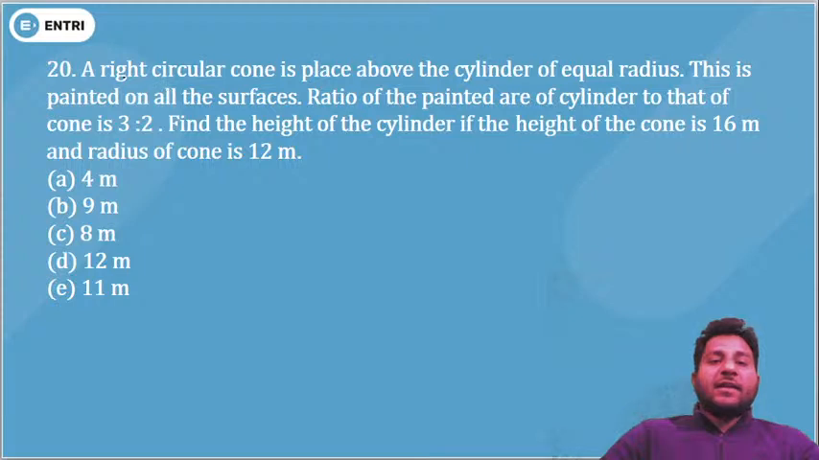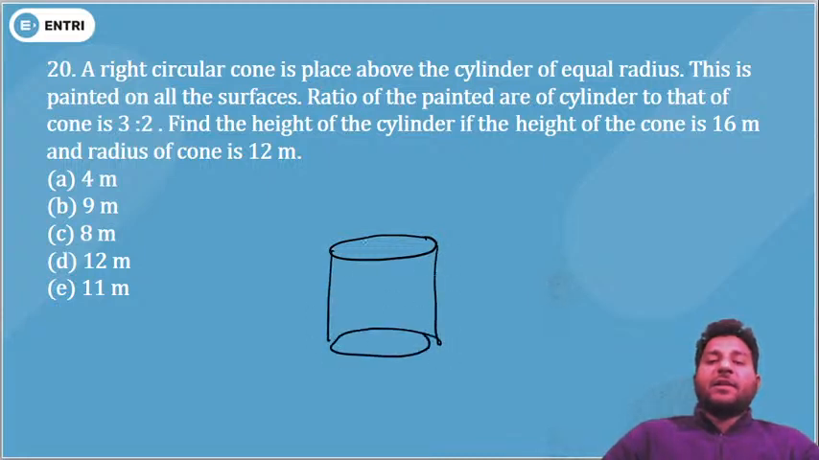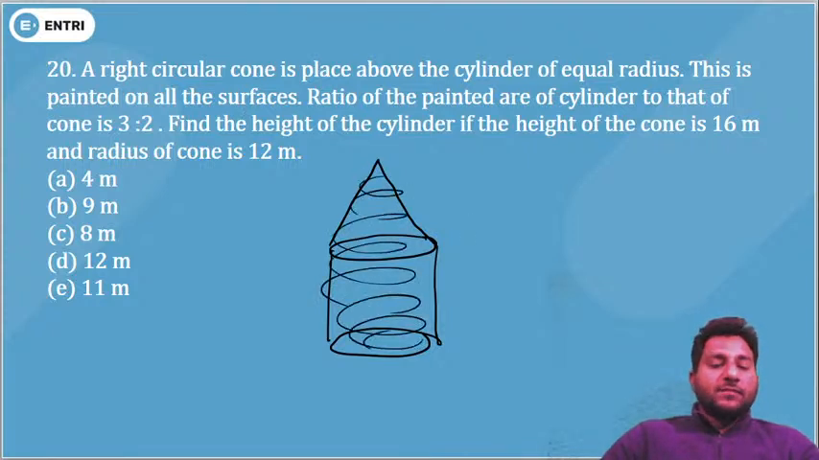The next question says that a right circular cone is placed above the cylinder of equal radius. Look at this. It is the cylinder, and when you put it, this is painted on all the surface, which means this surface will be painted. Ratio of the painted area of cylinder to that of cone. So ratio of painted, okay, and radius are equal.